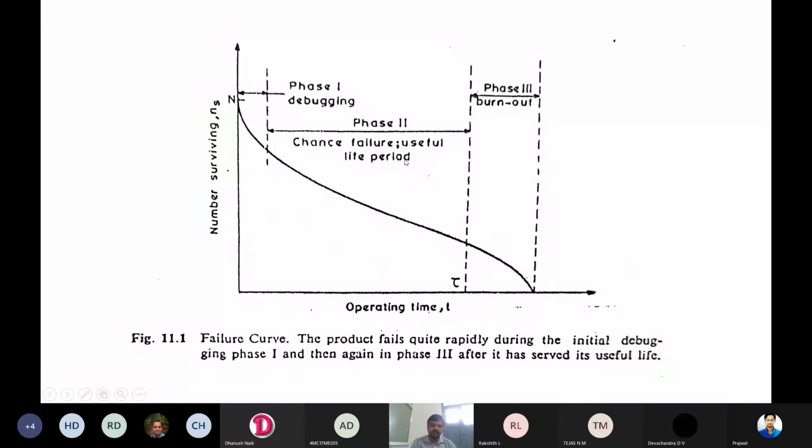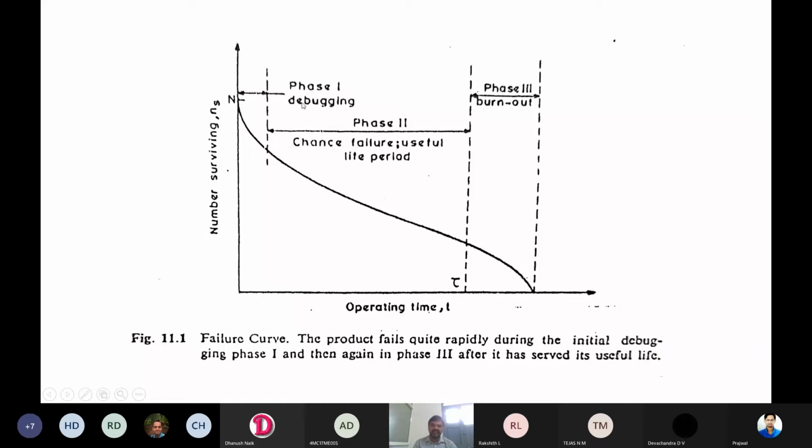So in the previous class we discussed the failure curve. As we discussed, the failure rate will be high during the initial stages of a product. During the initial life of a product, the chance of occurrence of a failure is more, and after its useful life also, the failure rate is high. So that we discussed in the previous class.